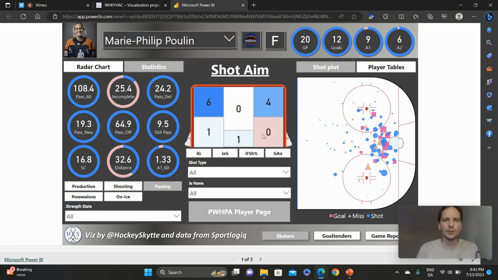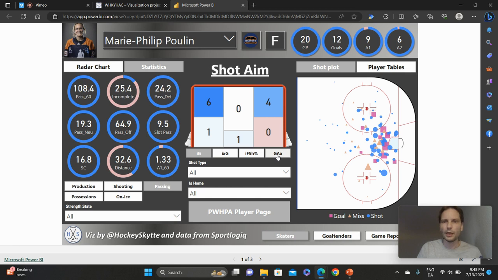But since she doesn't have a goal in the bottom right corner, she's obviously scoring less than the average goaltender. No one has scored any goals in the crest area, by the way. So this field will just be left white no matter what player you're looking at. Okay, so this was the individual goals.